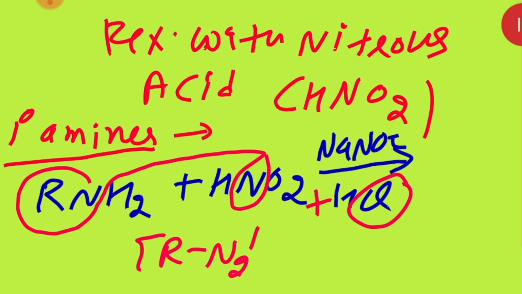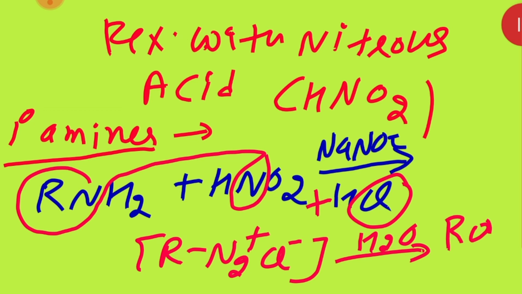What you will get over there? RN2 positive, Cl negative. Hydrogen we are removing from there. Then after that, beta, you have to give the reaction with the water molecule. Okay, then what you will get over there? You will get ROH plus HCl plus N2.